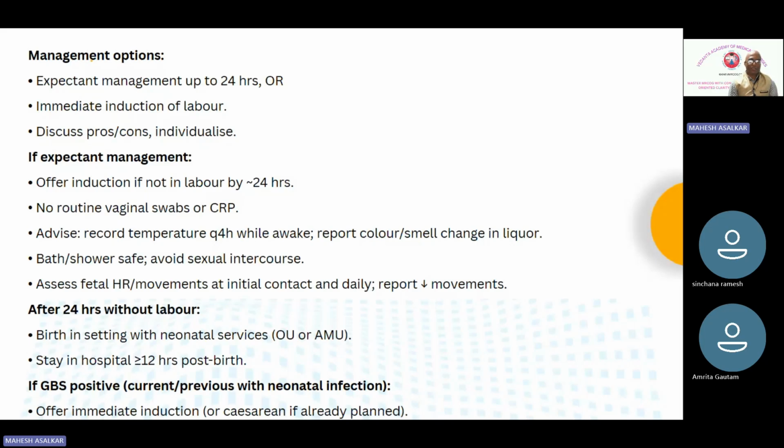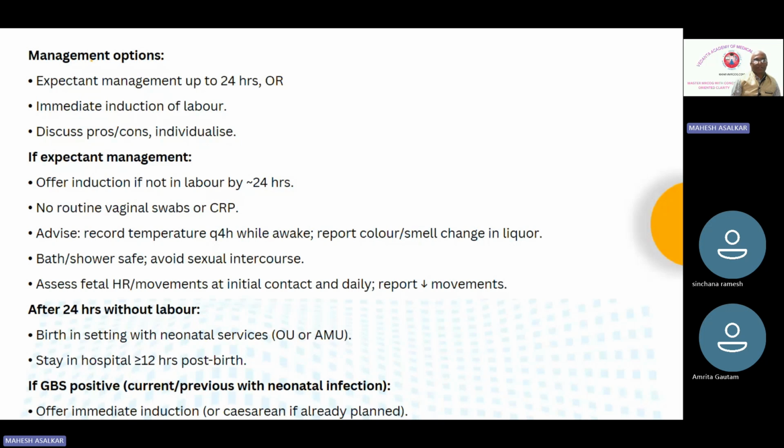Advise to record temperature every 4 hours while awake, and report color or smell change in the liquor. Bath and shower are safe. Avoid sexual intercourse. Assess fetal heart rate and movements at each contact, and advise her to report decreased fetal movements daily. After 24 hours, if she does not go into labor, then she should be in a birth setting with neonatal services, either an obstetric unit or alongside midwifery unit.